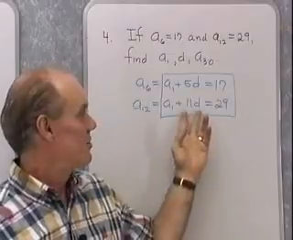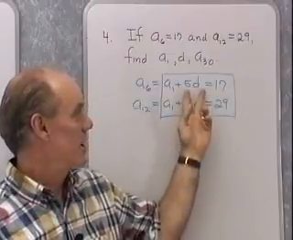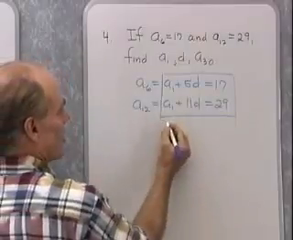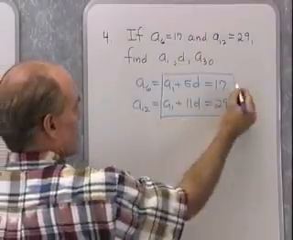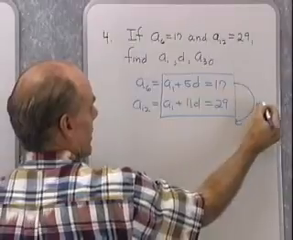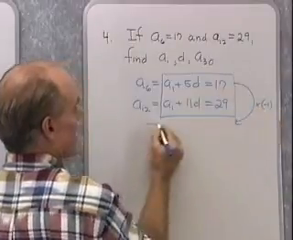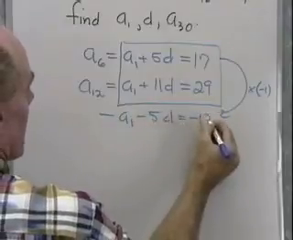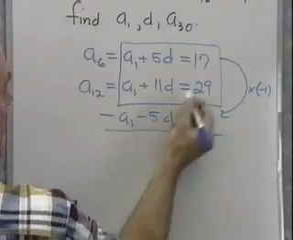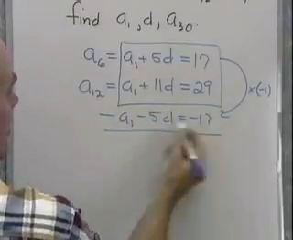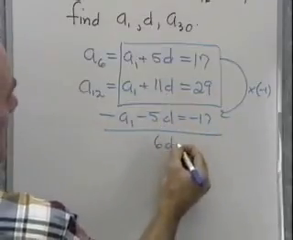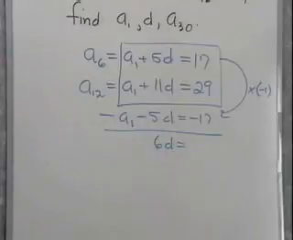I think the easiest way would be to multiply this equation by negative 1 and add it to this equation. If I do that, I'll get 0a1. So let's see. I'll multiply this by negative 1. So I get negative a1 minus 5d equals negative 17. Add this equation to this equation, and I end up with 6d is equal to what?